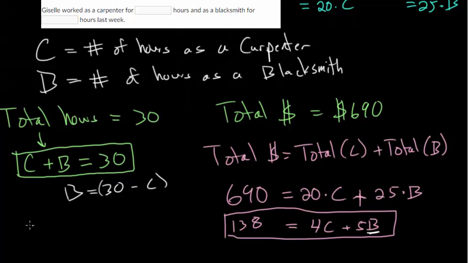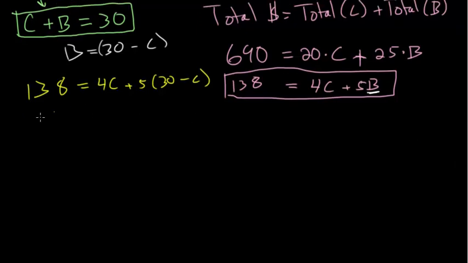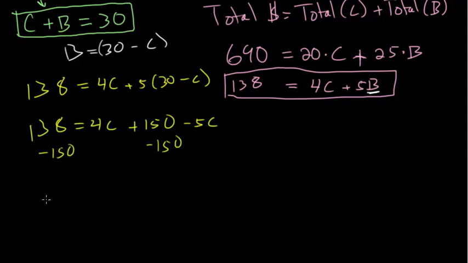So when we combine these, we get, let me change colors again. We've got 138 is 4C plus 5 times B, but B is now this, the 30 minus C. Now we have an equation where we just need to solve for C. So let's make some room. So I will distribute here. We've got 4C plus 150 minus 5C. So if we subtract 150 on each side and then combine like terms, this becomes minus 12 equals minus C. So C would be 12 hours.